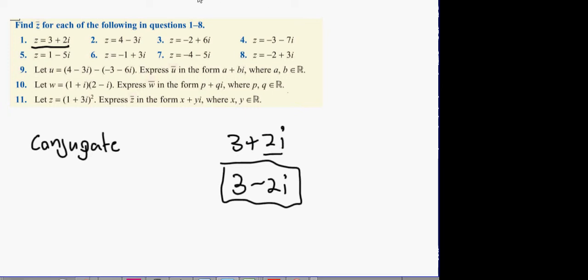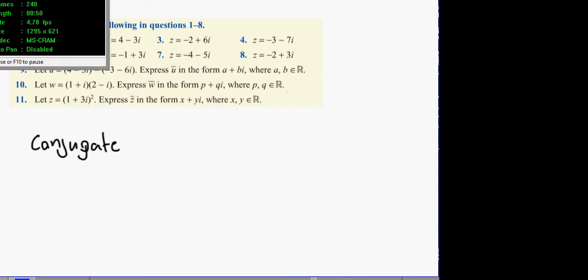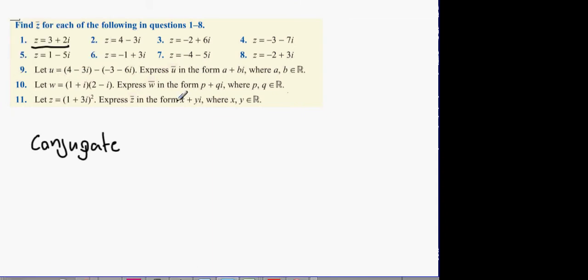Is that only if there's a z before? No, that's not a z, that's a 2. So guys, it doesn't necessarily need a z. It just needs, for example, 4 minus 3i. If I say find the conjugate of that, it's just basically change the sign that comes in front of the i. The minus becomes plus. It's going to be 4 plus 3i.